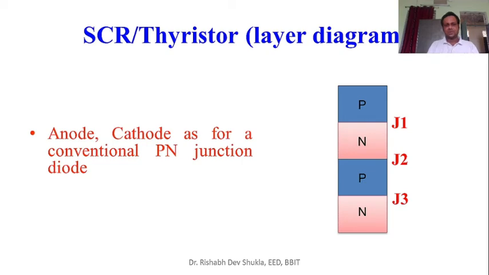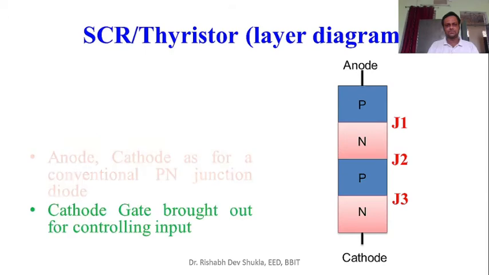Anode and cathode, as in conventional thyristors. Here, the outermost P layer is your anode. The last, fourth, outermost N layer is called the cathode. The inner P is your gate.